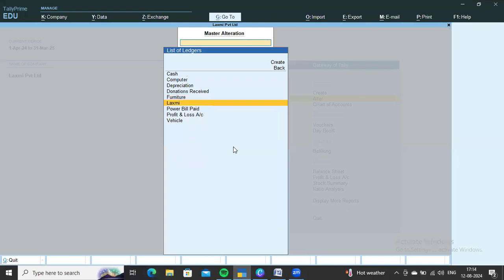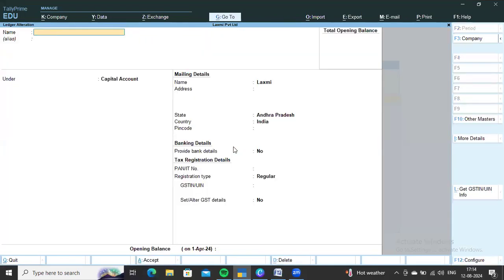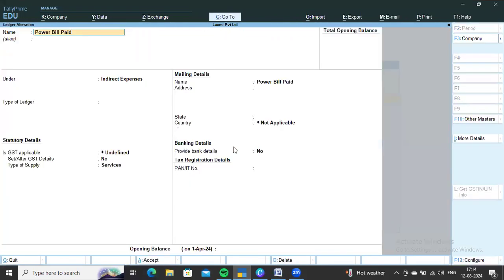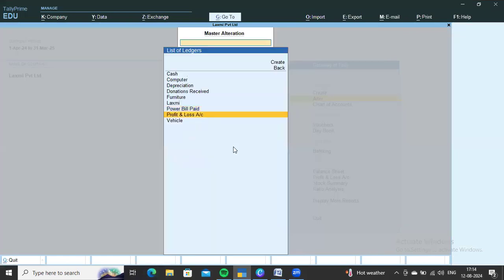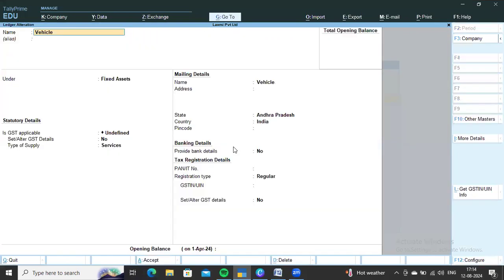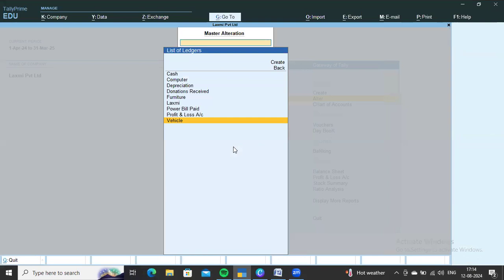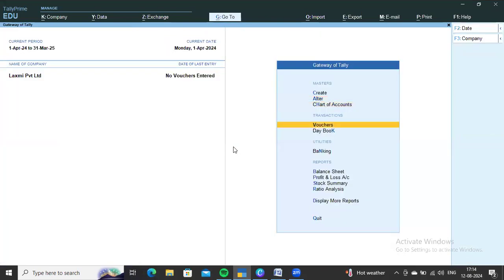Furniture is a fixed asset. Lakshmi is nothing but capital. Power bill paid is indirect expenses. And finally vehicle is a fixed asset. Now let us enter each transaction in voucher.